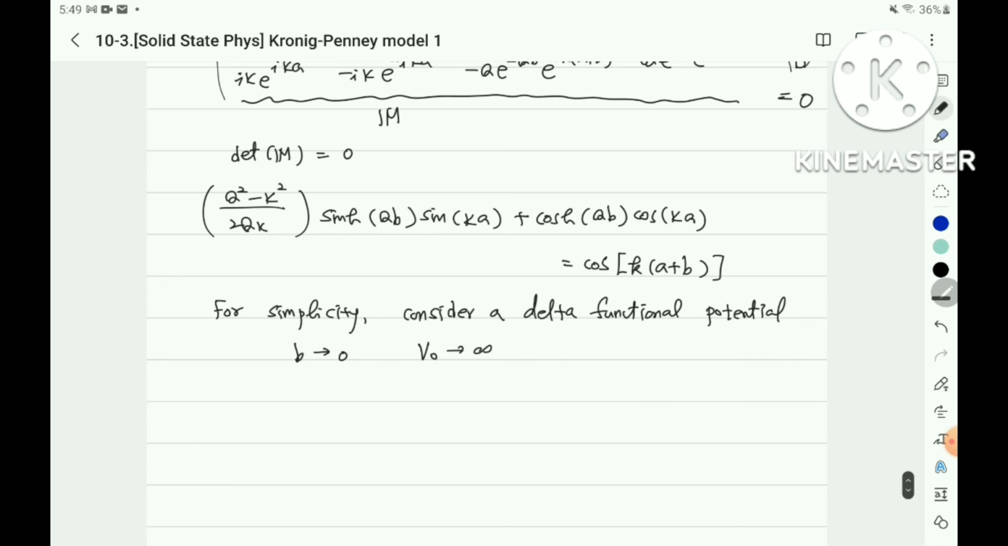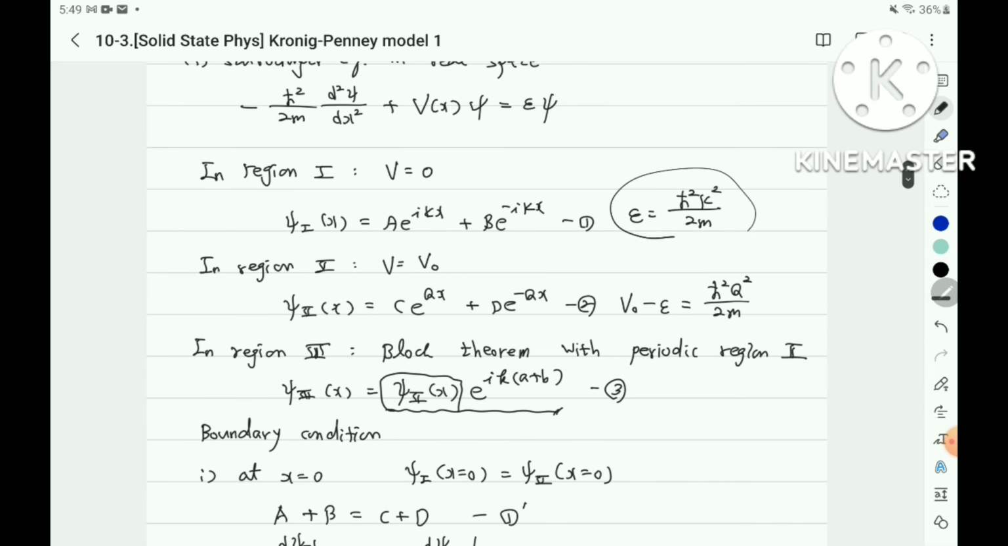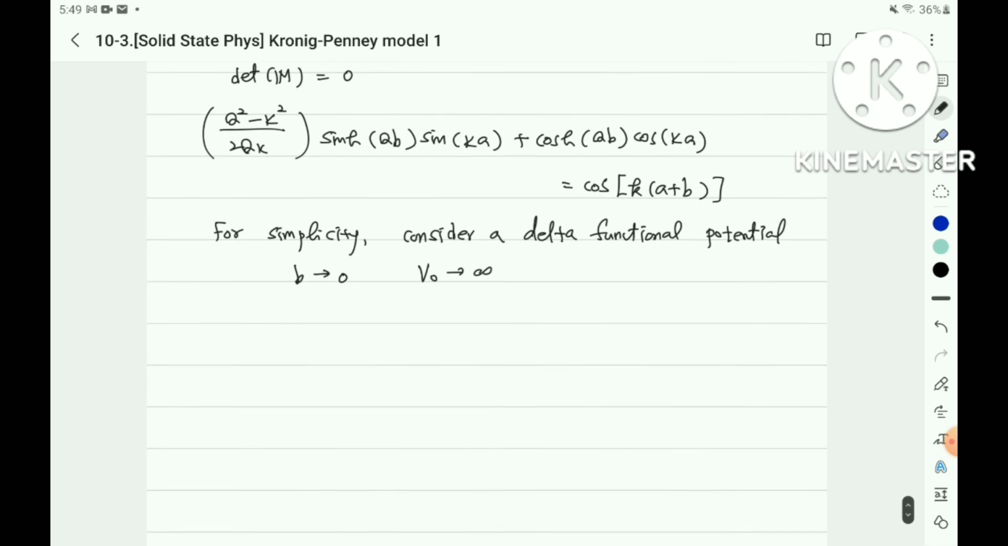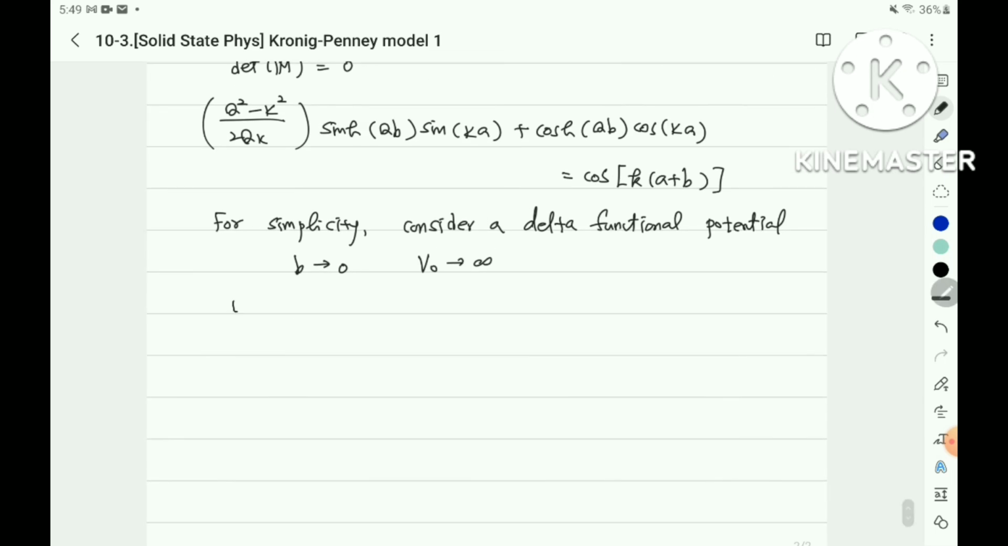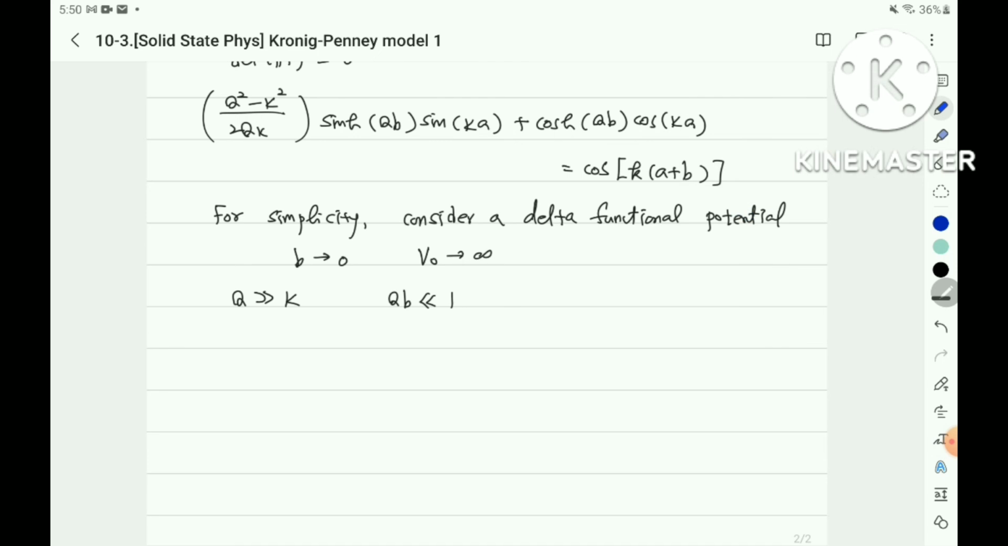In this case, because V0 is very high, it becomes infinity, and Q is very high. And also here b is very small. Therefore, here Q is very high compared with K, and Qb is very small. Therefore, from this assumption, we should think about the following.